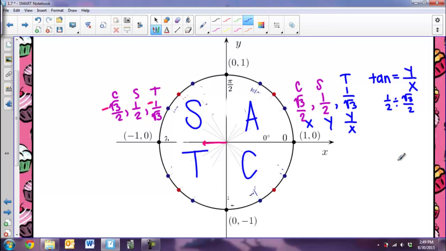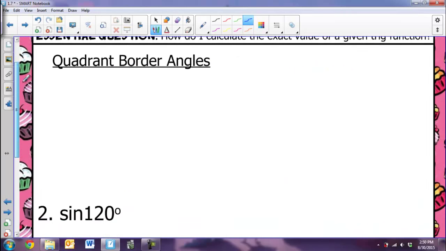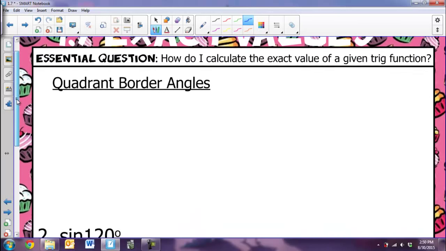We are going to finish filling out our unit circle in 1.8 as far as putting in the rest of our ratios. But I did want to talk about these special angles up here. They're called quadrantal angles or your border angles because they don't follow quite the same rules. So grab your piece of paper back. We're not on our unit circle anymore, and we're going to talk about our quadrant border angles.